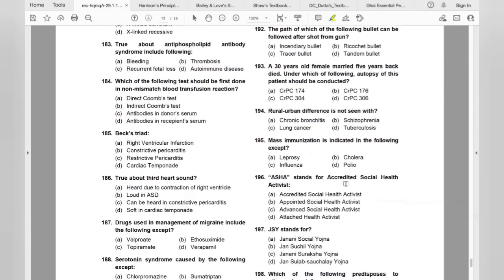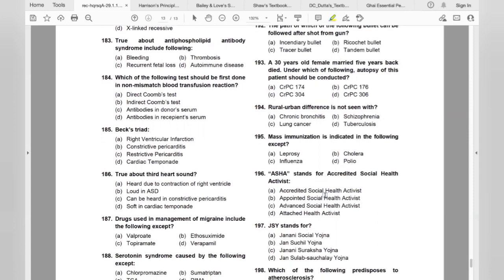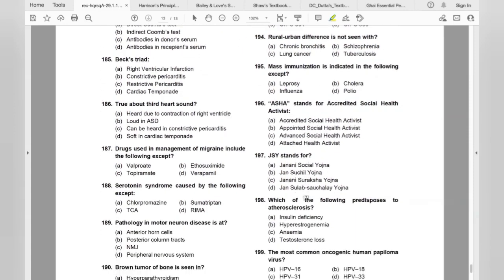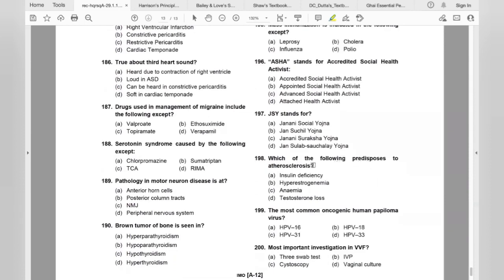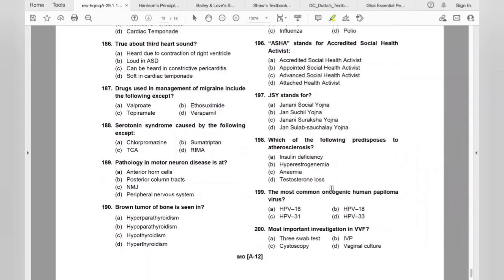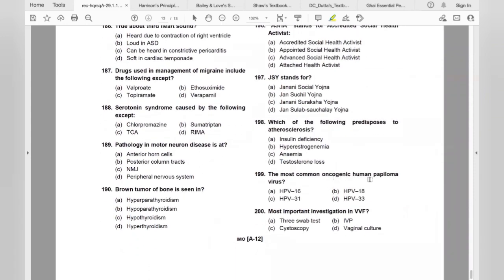ASHA stands for Accredited Social Health Activist. They have given the answer itself, Accredited Social Health Activist. JSY stands for Janani Suraksha Yojana. Which of the following predisposes to atherosclerosis? Answer is hyperestrogenemia. Most common oncogenic human papilloma virus is HPV-16. Most important investigation in VVF, vesicovaginal fistula, is cystoscopy.